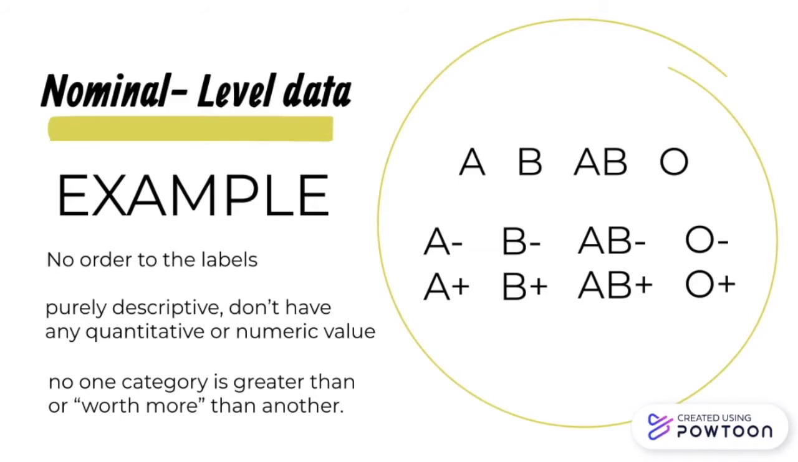Based on the example, you can identify that there is no particular order to the levels, they don't have any quantitative or numeric value, and no one category is greater than or worth more than another.